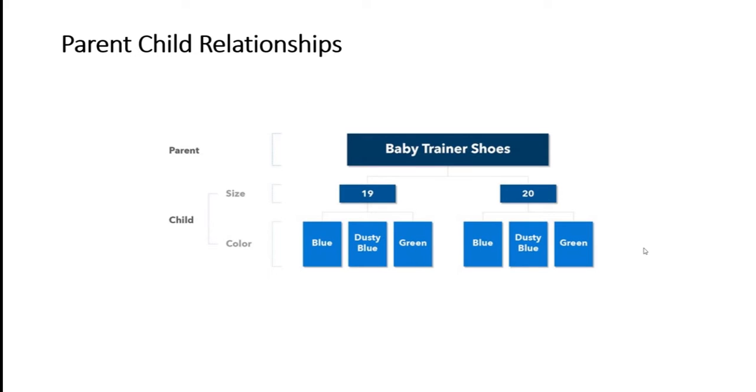At the heart of creating Amazon variations is the parent-child relationship. A parent SKU is the overall family SKU. In this case, it would be baby trainer shoes. The child SKUs are the combination of size and colour. So for example, one child SKU would be size 19 in blue, another would be size 19 in dusty blue, and another would be size 20 in blue. So altogether here, you have one parent SKU and 6 child SKUs.